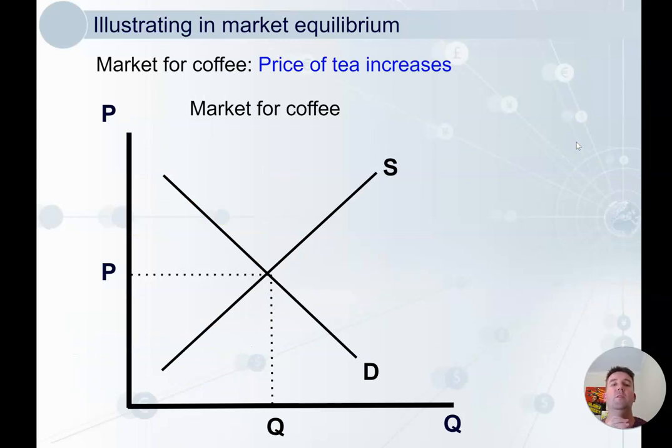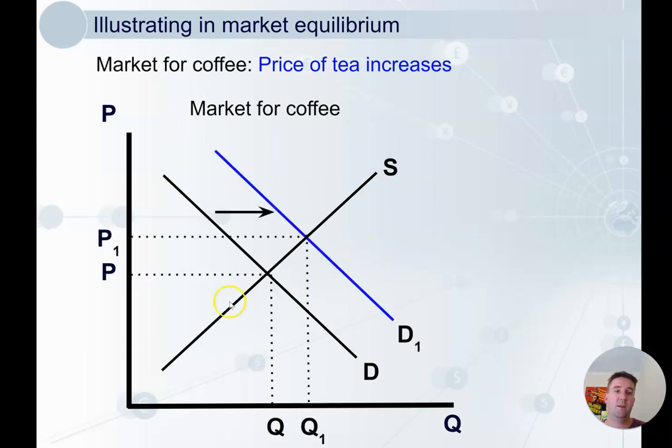Okay, we're going to look at how we illustrate market equilibrium. Pretty straightforward. So we've got a situation here, market for coffee. Price of tea increases. So we should be thinking, well, tea, coffee, substitutes. Price of tea increases. That should increase the demand for coffee. So we'll just draw that in here.